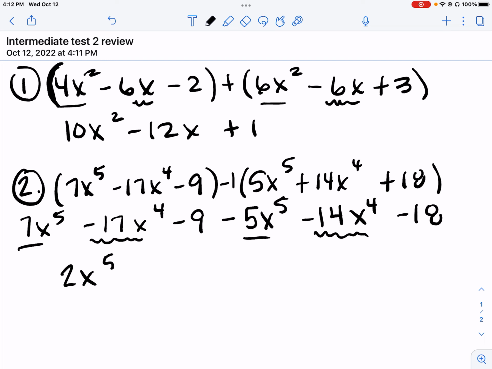-17 minus 14. Those signs are the same, so add, keep. And -9, -18, same thing. Signs are the same, so add and keep the sign.